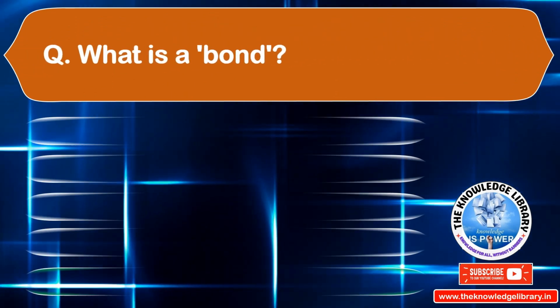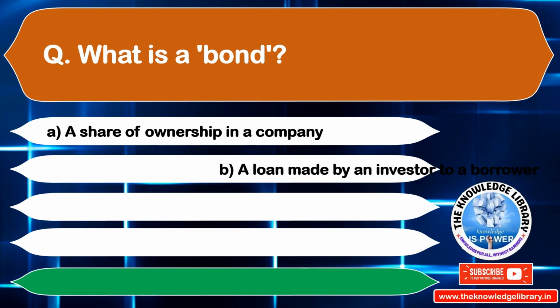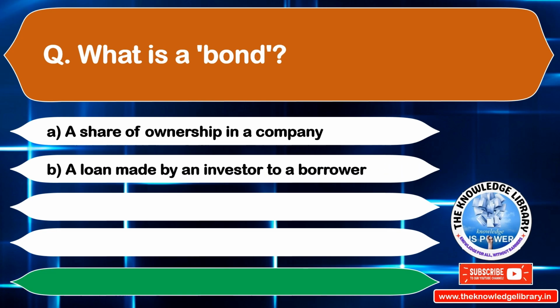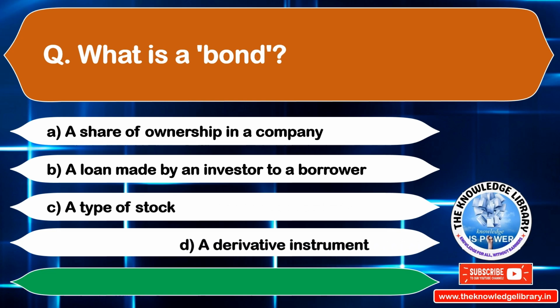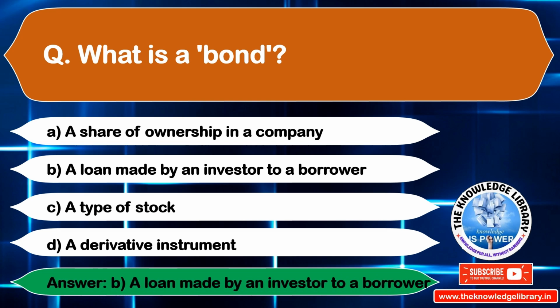What is a bond? Option A, a share of ownership in a company. Option B, a loan made by an investor to a borrower. Option C, a type of stock. Option D, a derivative instrument. The correct answer is option B, a loan made by an investor to a borrower. Move to the next question.